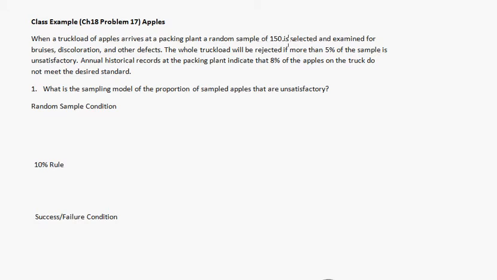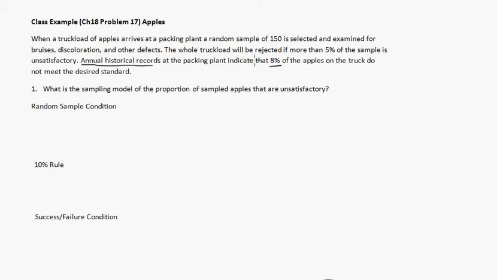So let's assume that each truck holds well into the thousands, like 10,000 apples or something. And they're going to look for bruises, discoloration, defects. Basically, they're looking for bad apples, in short. Okay, so now here's something that we don't typically know: we have historical evidence that suggests that 8% of the apples are bad. Okay? So this is based on records that are kept.